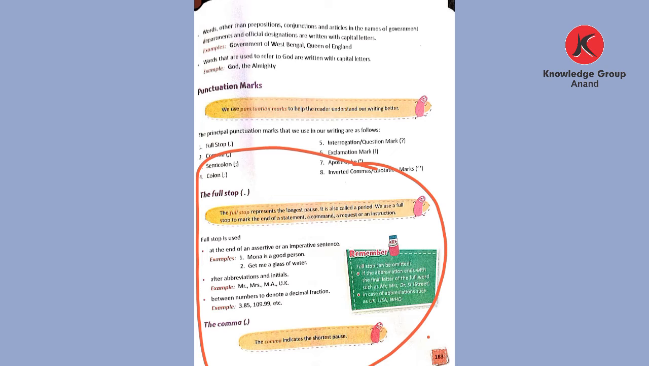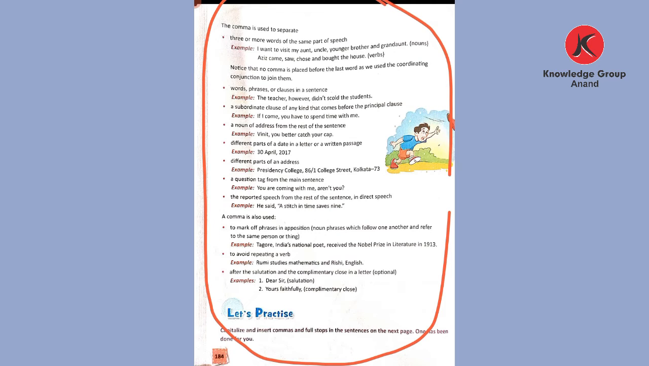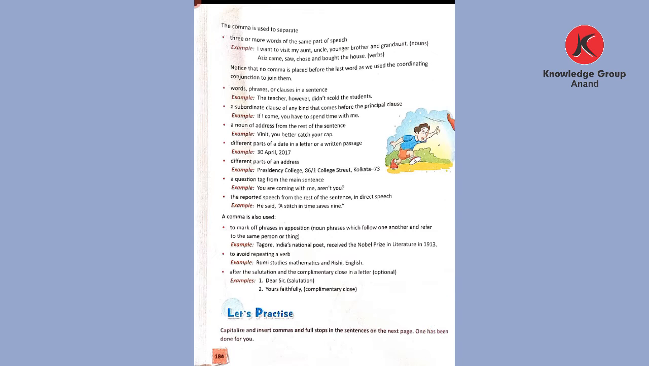Comma is indicating the shortest pause. So let us go through which are the points which comma is using. We can see here on the page how it is given.